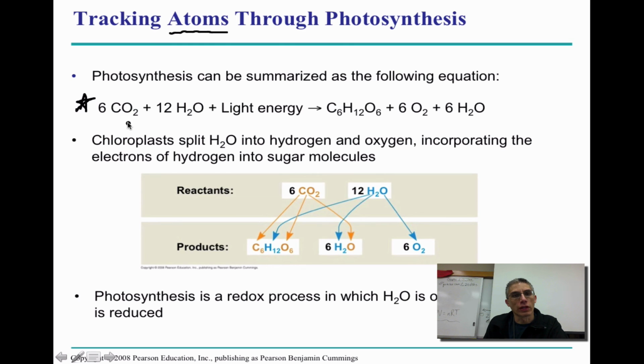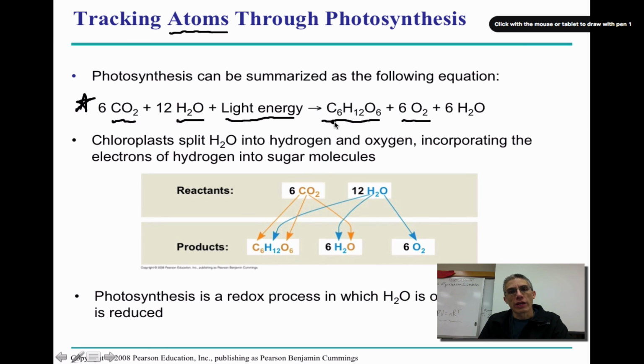And if you notice on the left-hand side, we need a good source of CO2. Of course, we need a good source of water. The light energy in most cases is going to come from the sun. So these are going to be considered our reactants. And on the right-hand side, we have C6H12O6 being produced. Then we also have oxygen, which is what we use to breathe.